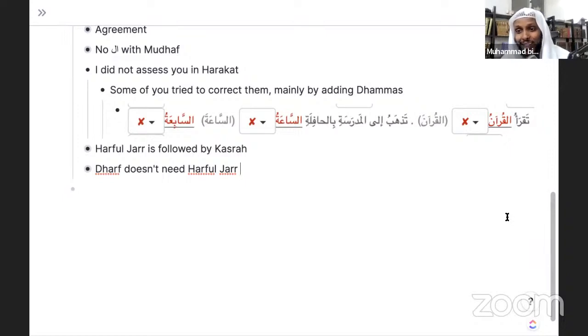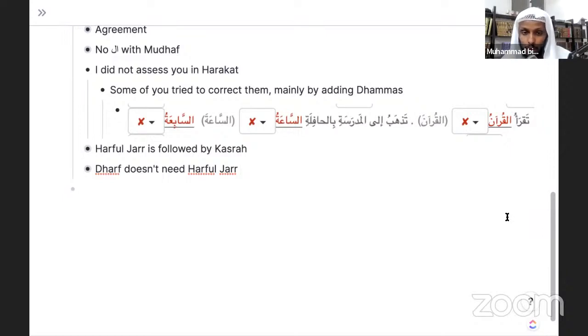It doesn't make sense. Okay, and this is the importance of nahu. This is the importance of grammar. If you say to someone, يقرأ القرآن, he's going to say to you, what? When did you hear the Quran read? You know? And تذهب إلى المدرسة بالحافلة الساعة. لا. It's الساعة. Okay? It's not الساعة. Okay? And then we have السابعة.